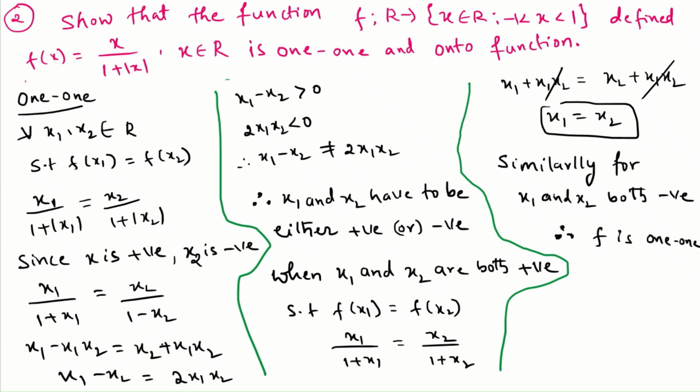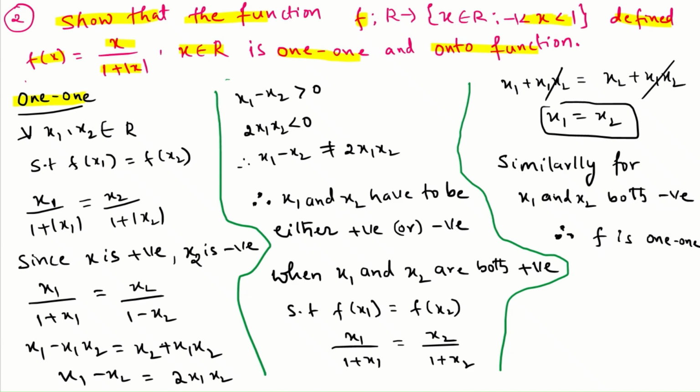Second example is: show that the function f from R to (the set of real numbers x lying between minus 1 to plus 1), defined as f of x is equal to x by 1 plus modulus x, where x belongs to real numbers, is a one-one and onto function. First we will move to the one-one function.